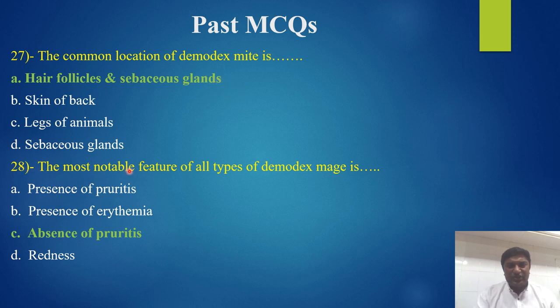Next is the most notable feature of all types of Demodex mite is dash. Presence of pruritus, presence of erythema, absence of pruritus, redness. So absence of pruritus is the best answer.